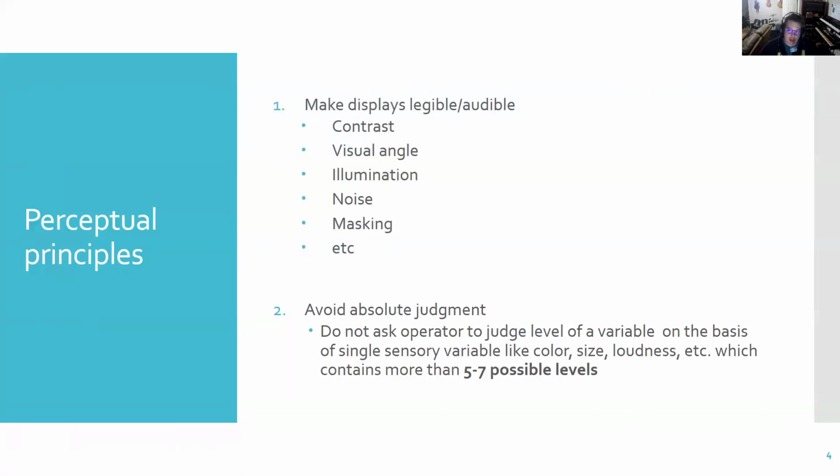Number 2, avoid absolute judgment. All right, so here we go. There is a reference I'm going to make a few times in this course to this concept of the magical number 7 ± 2. That's the full phrase, the magical number 7 ± 2. And the reason that's magical is because there's a whole bunch of human psychology that can be described by the number 7 ± 2. And one of them is working memory capacity.